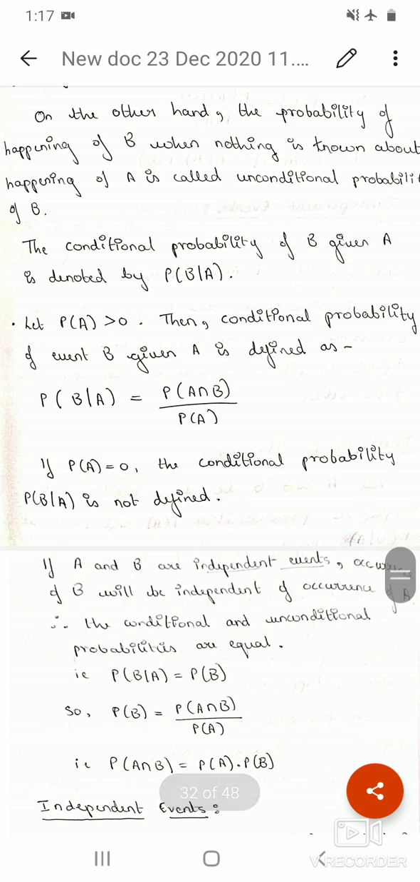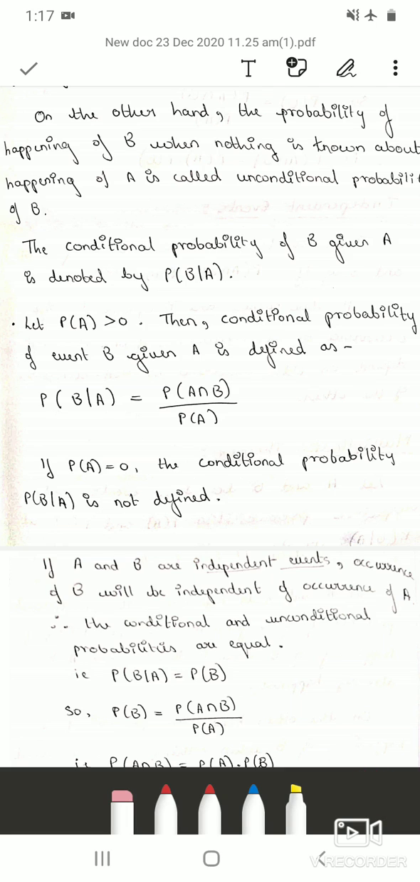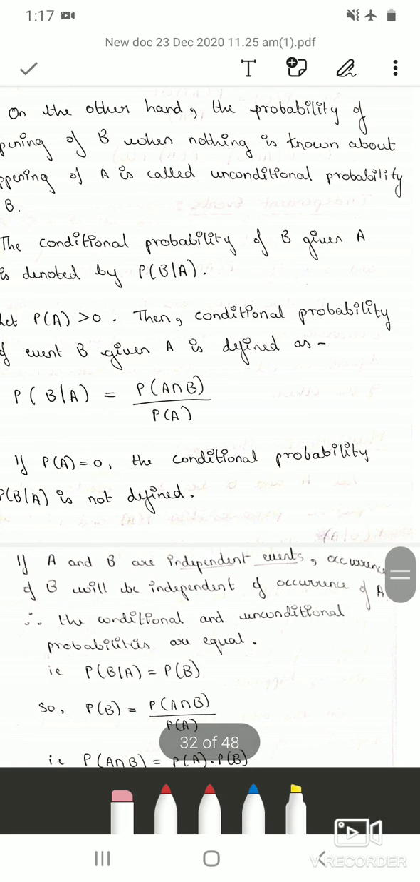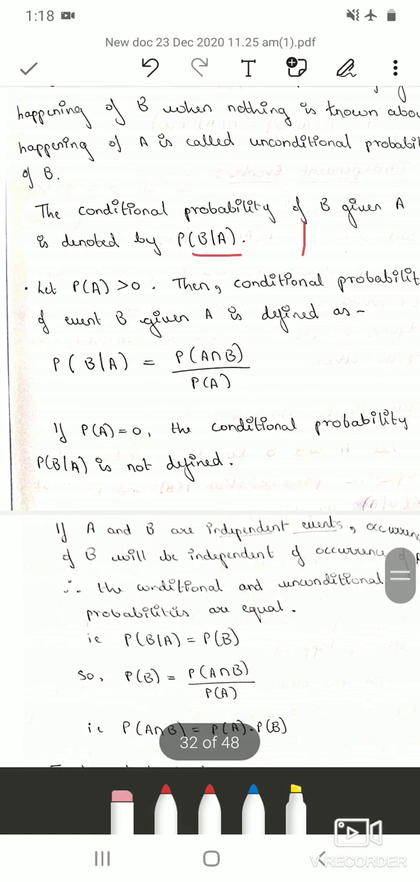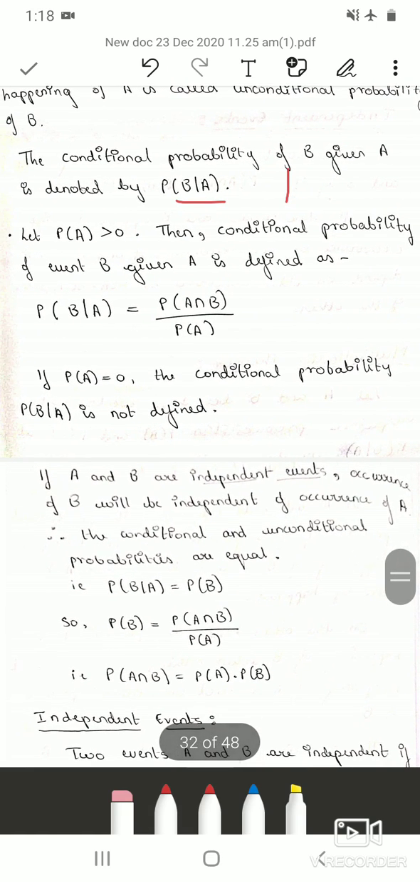So the conditional probability of B given A is denoted by probability of B given A. So this is not a slash, this is a straight line. This is read as probability of B given A. So let us see how to calculate conditional probability.